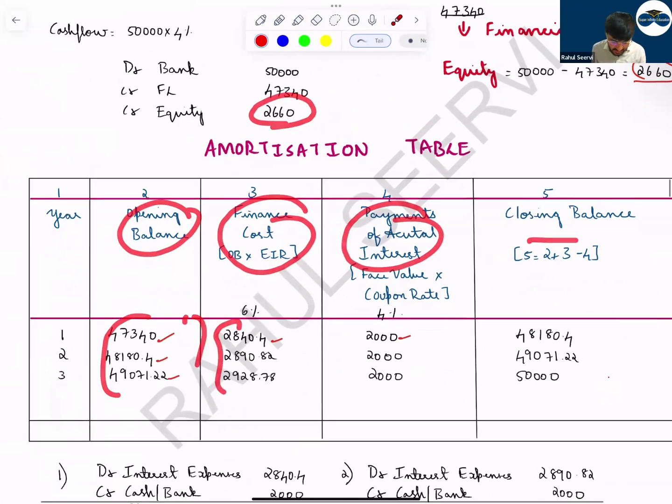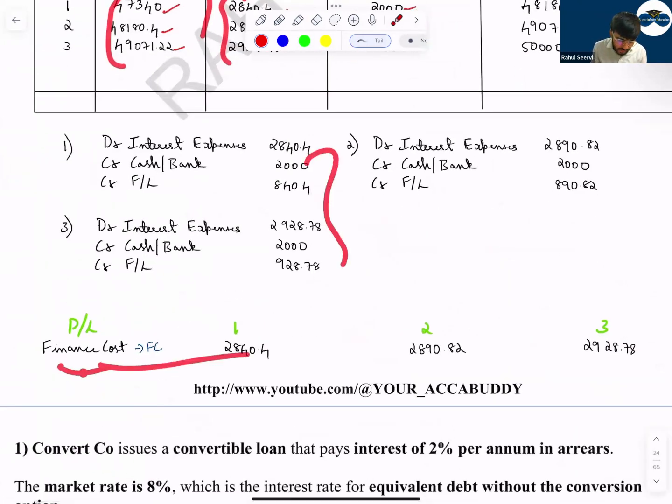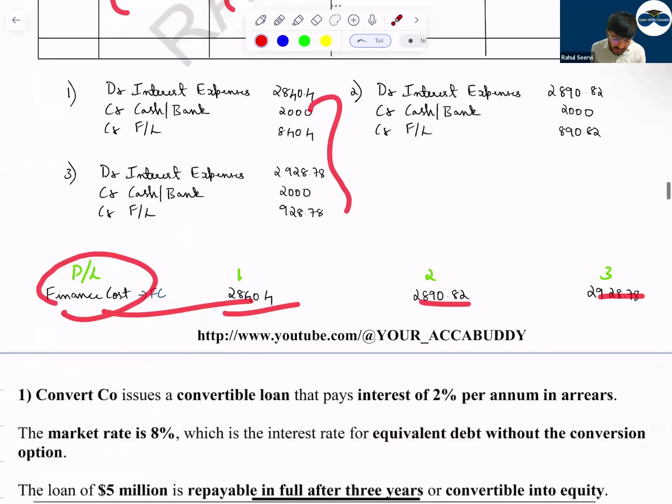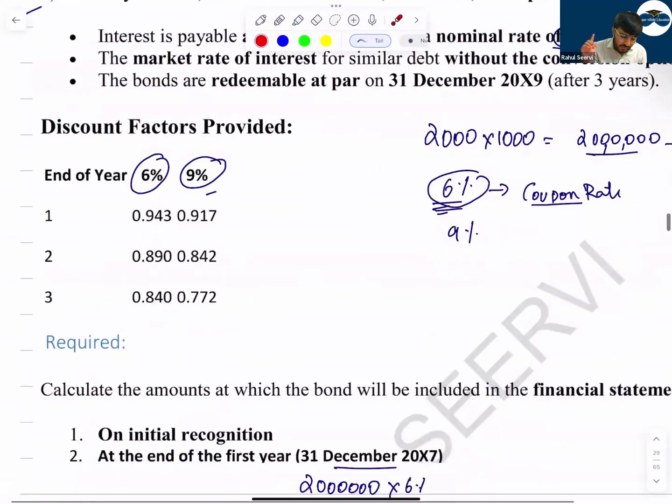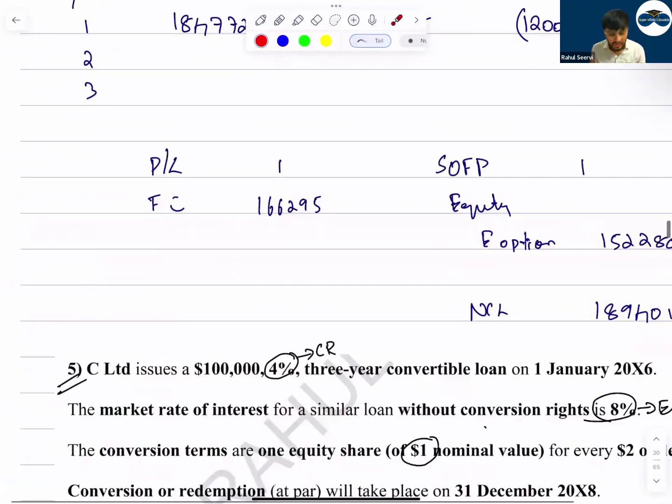Normally we have seen this in financial liability; in the same way you will be doing it. So in P&L we will record finance cost. And in your balance sheet, what all will we record? We will record your non-current liability and we will record your equity part.